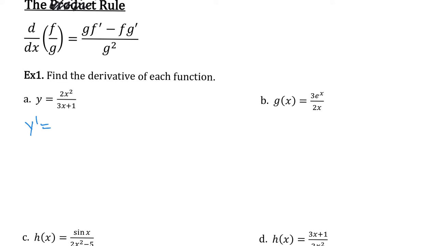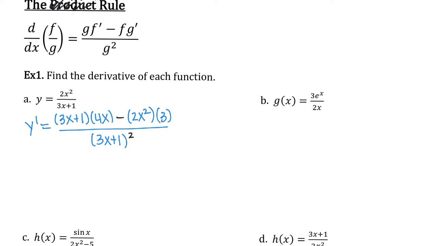Okay, now I'm going to do low d high. So the low is the 3x plus 1. D high is the derivative of the high, 2 times 2x, 4x. And then minus high d low. The derivative of the bottom is 3. Okay, I'm going to square the bottom. And away we go.